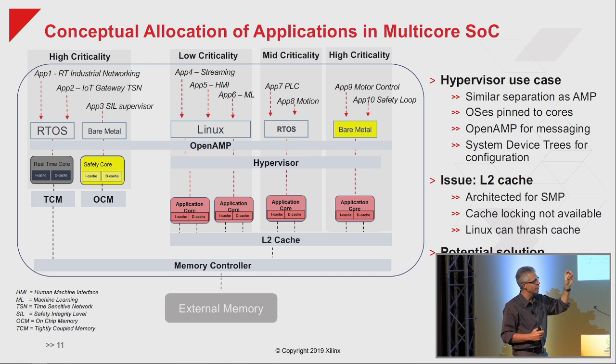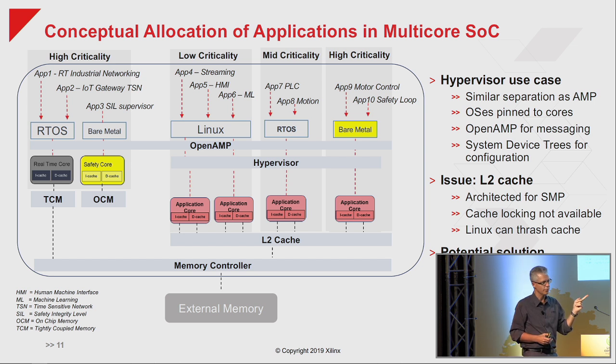So the use case is very, very similar. You typically pin the operating system to a particular core, so that's fine. You can use OpenAMP and things like that, so we have ported OpenAMP to Xen. So you can use that for messaging, things like that. In the future, as we develop the system device trees, that's perfect to use for hypervisors as well, to allocate devices to the different partitions, the different domains, so to speak.